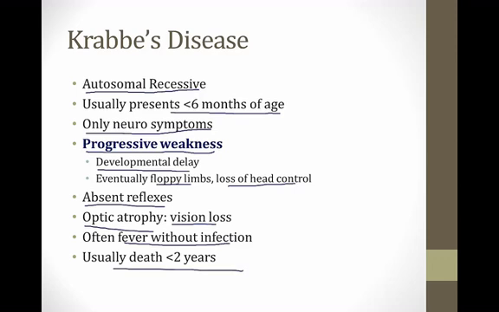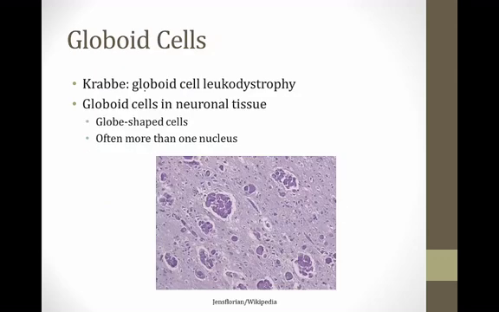If you Google this on YouTube, you can find some very sad videos of parents whose child appeared to be normal at birth and then developed Krabbe's and then slowly got weaker and weaker until the child died. Krabbe's disease is also sometimes called globoid cell leukodystrophy, and the reason for this name is because there are cells called globoid cells that you can see in biopsy specimens of nerve tissue. This is an example of a globoid cell on the screen here. They're globe-shaped, that's how they get their name. They often contain more than one nucleus, and they're the pathologic hallmark of Krabbe's disease.